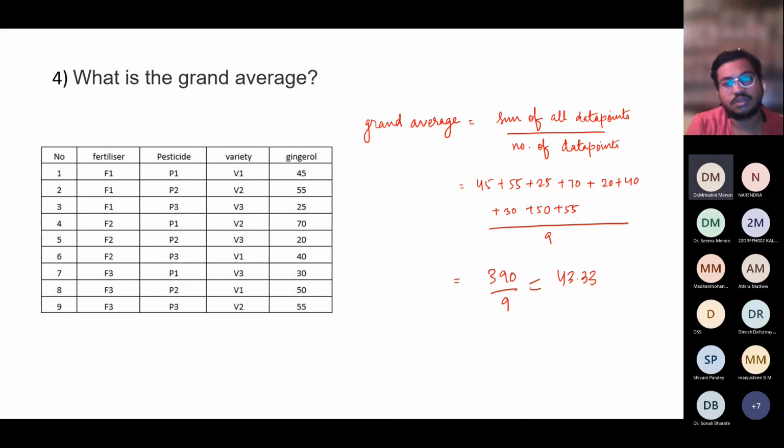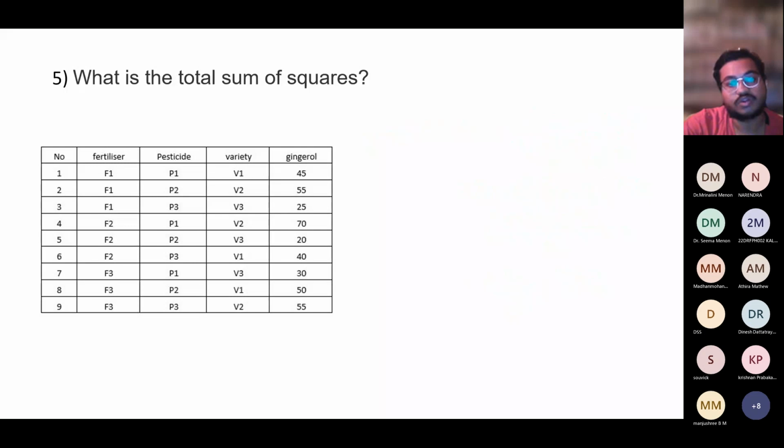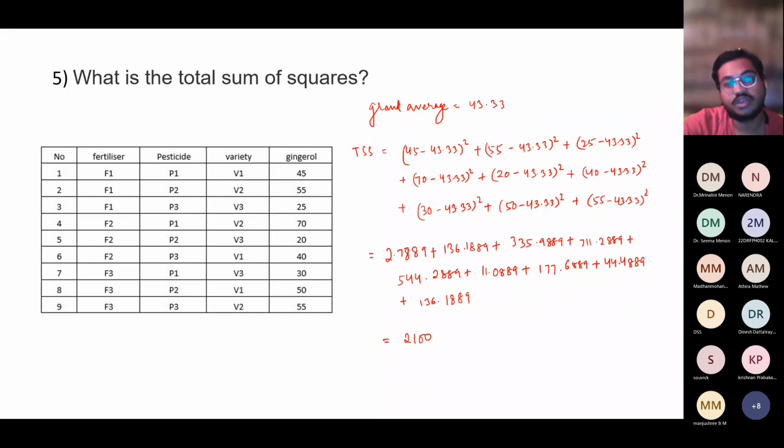Okay, that is termed as the grand average. That average is what you're subtracting for the TSS, the total sum of squares. So grand average is the average we get by taking all the data points, adding them up and dividing it by the total number of data points. Then to calculate the total sum of squares, we subtract each data point from that average, square it, and then add it.